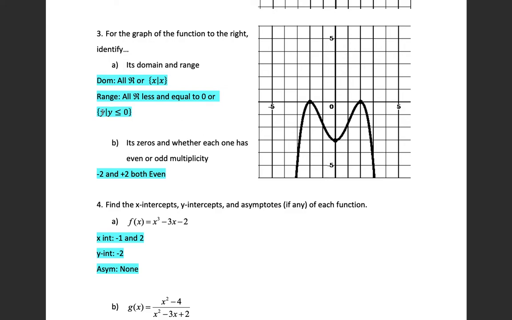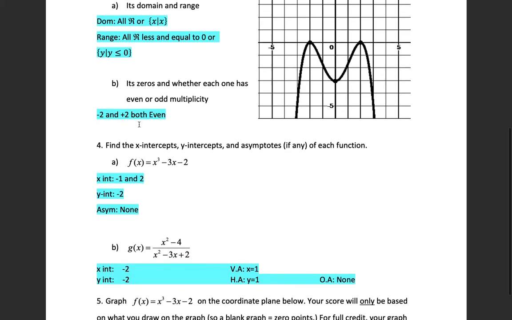That's why we say the range is all real numbers less than or equal to 0. Why equal to? Because we have an intercept at 0, that's why. The point is dark, it is an intercept also; the graph actually intersects here. Range: y is less than or equal to 0.